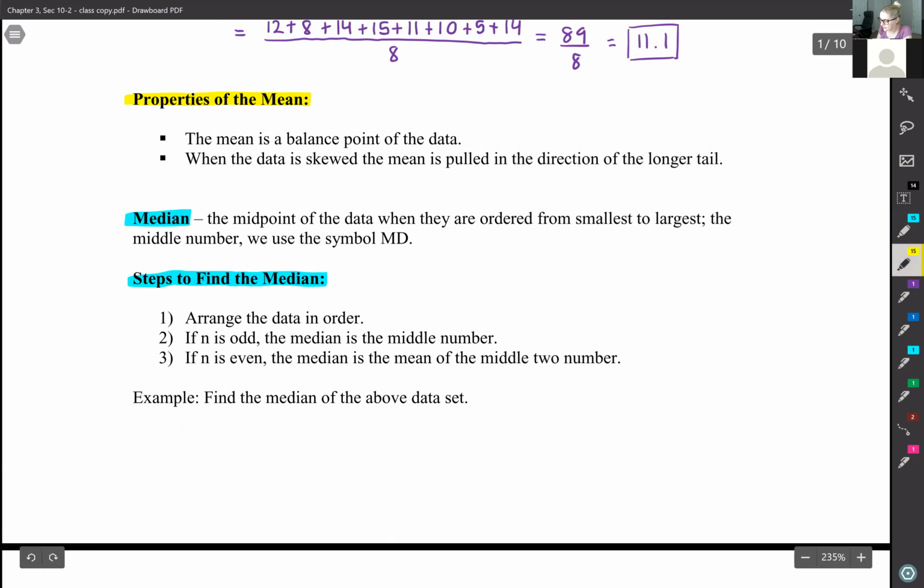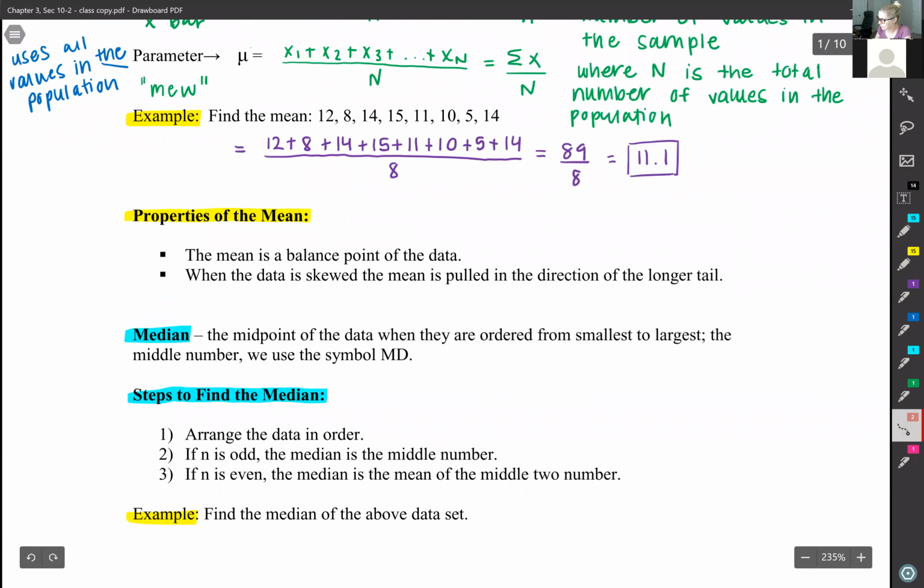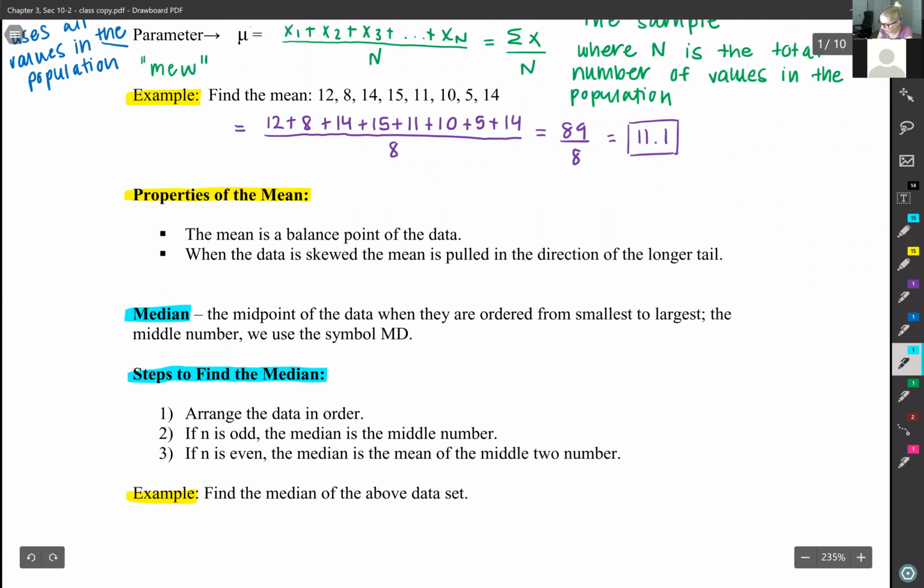Down here, we have this example that says to find the median of the data set above. Our data set above was this one up here. Our first step is to arrange the data in order, so let's go ahead and do that really quick. My smallest number is 5. So first I have 5. My next number is 8. And if it helps, sometimes when I do this, I like to cross them off as I go because that makes sure that I don't miss any numbers. So you can always do that.